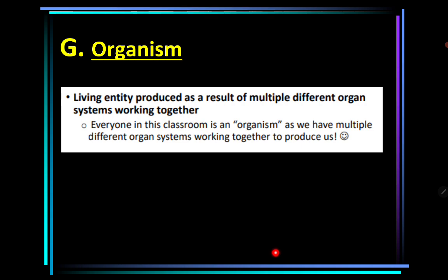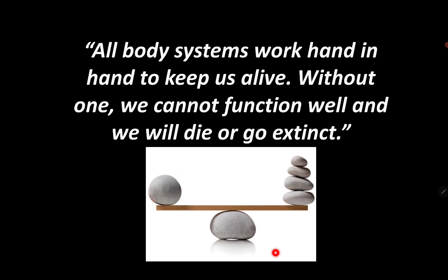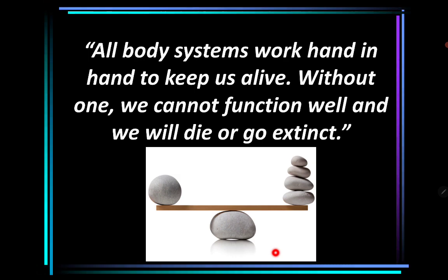As I presented earlier, no body system can work alone. A complex organism is composed of cells, tissues, organs, and organ systems, and the interaction among these levels of organization enables the organism to carry out its life processes. So that's it for body organization for week 3. Just to share with you, all body systems work hand in hand to keep us alive. Without one, we cannot function well and we will die or go extinct.